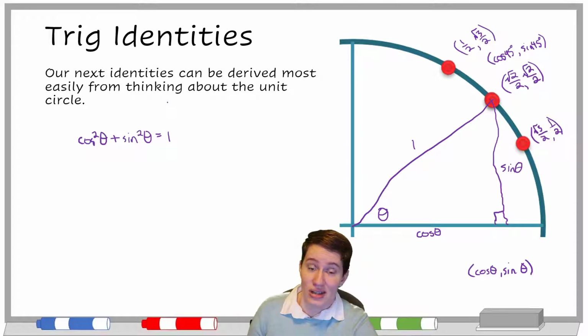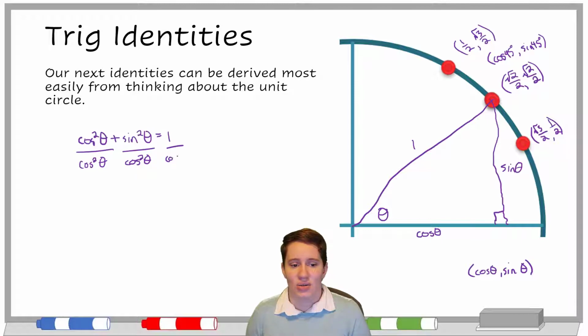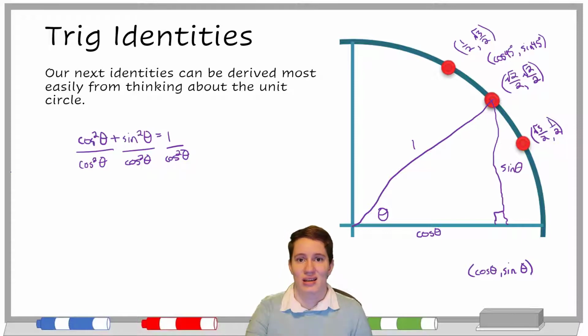So to get the other identities, I have to think about what would happen if I divide all of this by cosine squared. How would that change this? Now, that's not normally something we're allowed to do if we were proving an identity, but it is something you have to do to get this. Maybe you don't have to do it. This is one way to get these other identities.